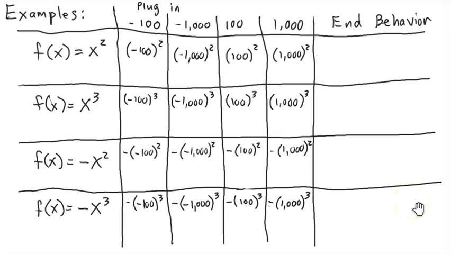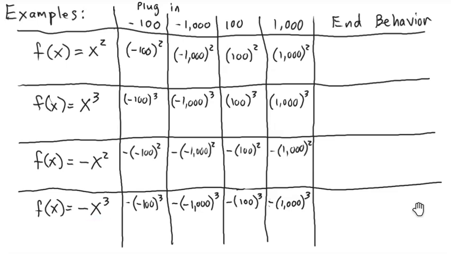All right, so let's fill out this table here. We have 4 functions. We have f of x equals x squared. We have f of x equals x to the 3rd power, or x cubed. Then we have f of x equals negative x squared. Then we have f of x equals negative x cubed.